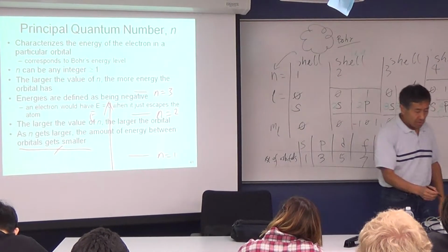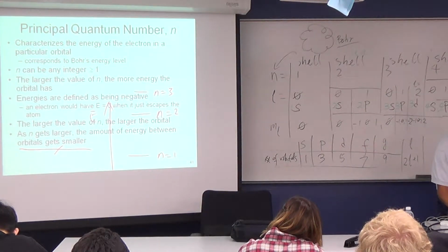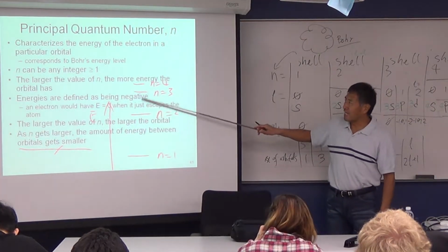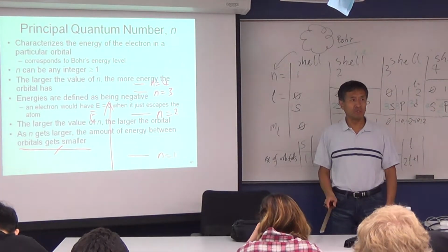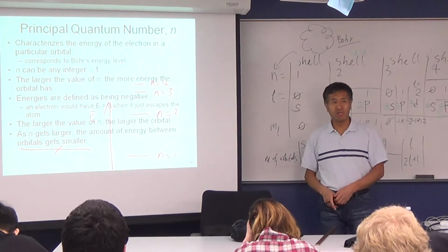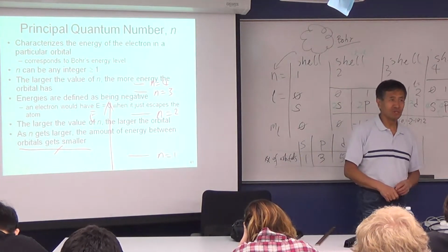And if you have n is 4, see, this picture tells you the lines get closer and closer. Okay? That means as n gets larger and larger, the lines get closer and closer.